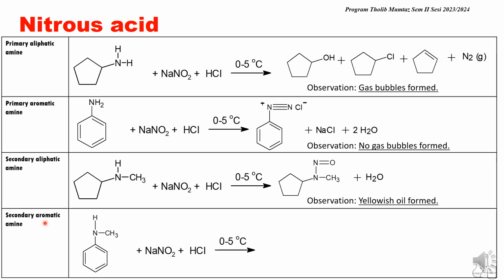Same goes for secondary aromatic amine. Even though there is a benzene ring here, this will have the same reaction with nitrous acid. Only the hydrogen from the secondary amine becomes nitroso, which is N double bond O. With the side product of water, this observation will be yellowish oil formed.